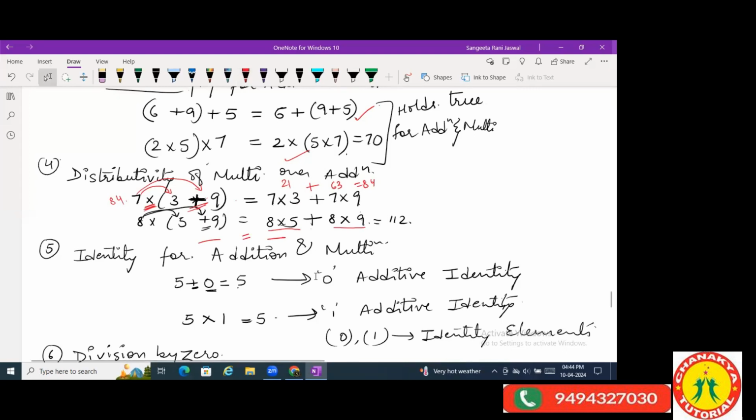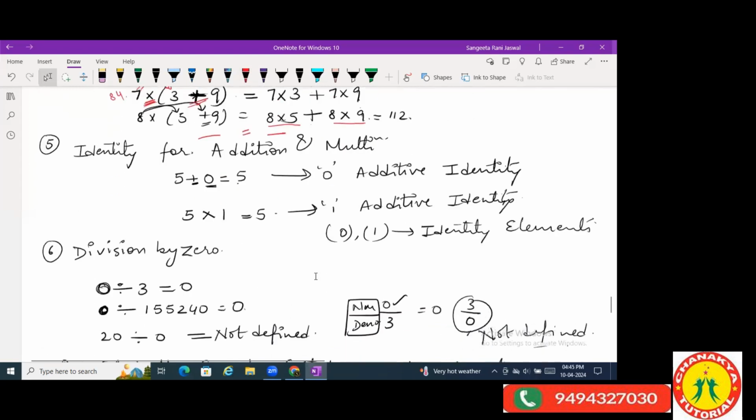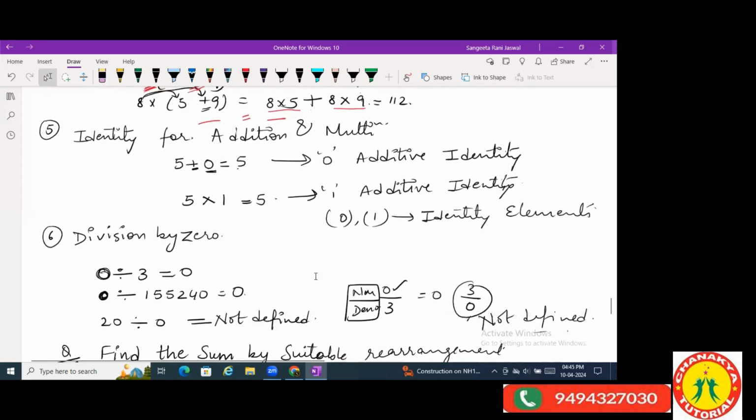Okay, the next property was identity for addition and multiplication. Identity means the identity element. Like identity, if I add or multiply with some number, I should get my same number back. My number should not lose its identity. Are you understanding? Suppose I add some number with 0, 0 is a whole number. If I add a whole number with 0, I get my same number. 5 added with 0, I get 5 only. So that means my number did not lose its identity.